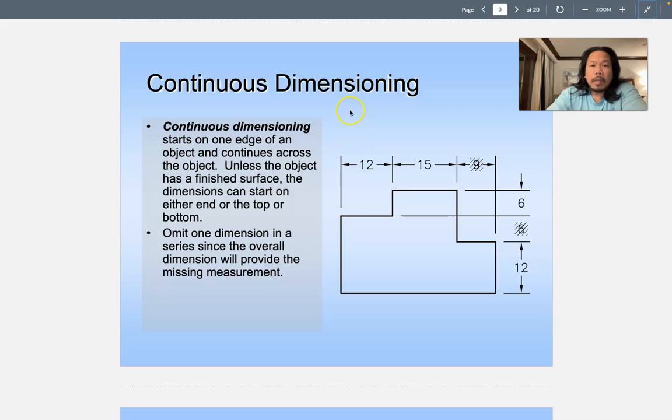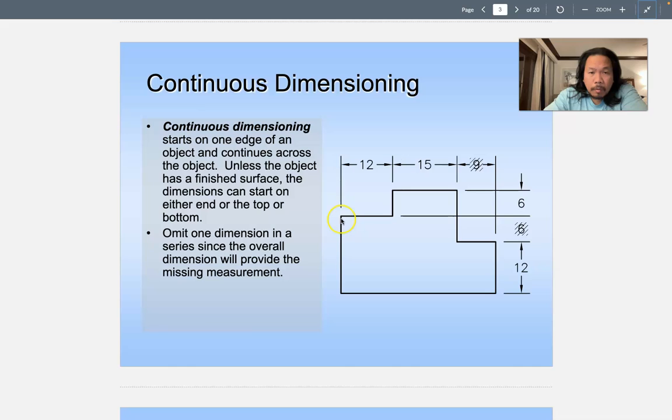And then continuous dimensioning is what we're doing. It starts on one edge of an object and continues across the object. And here's an example. So if you look, follow my arrow, there are 4 edges here. There's 1, 2, 3, 4. And with 4 edges, you need to subtract it by 1. Any number of edges, subtract it by 1. That's how many dimensions you should put.